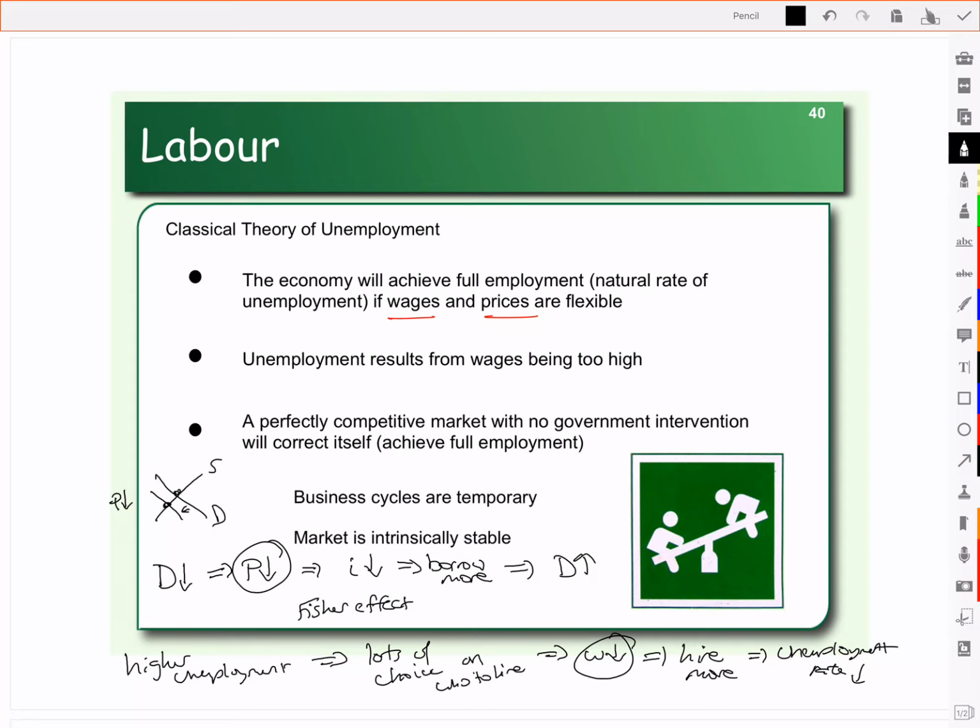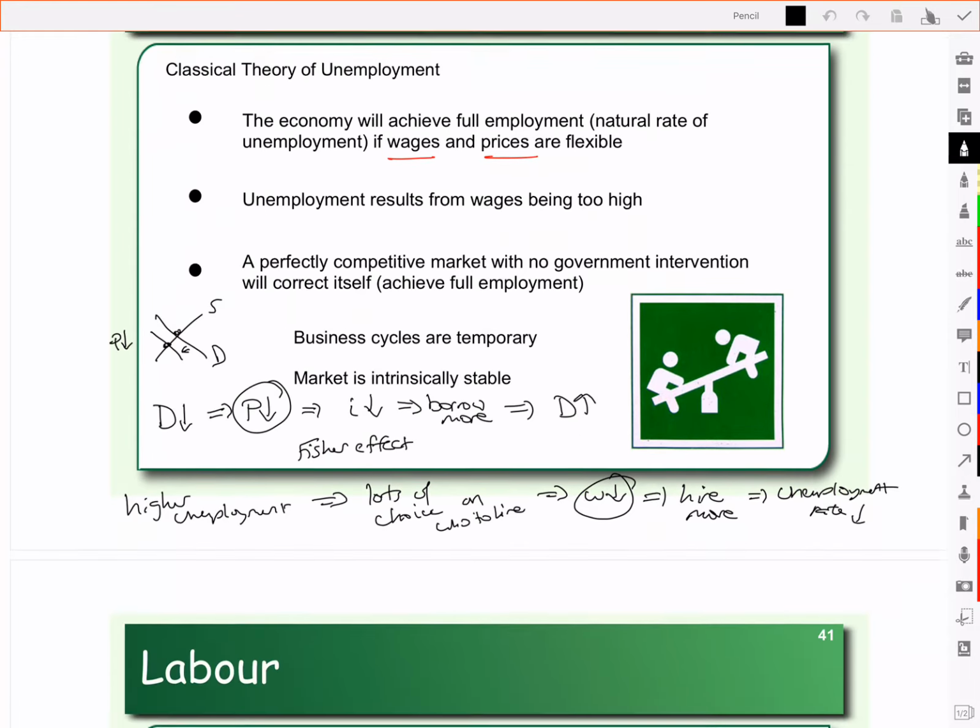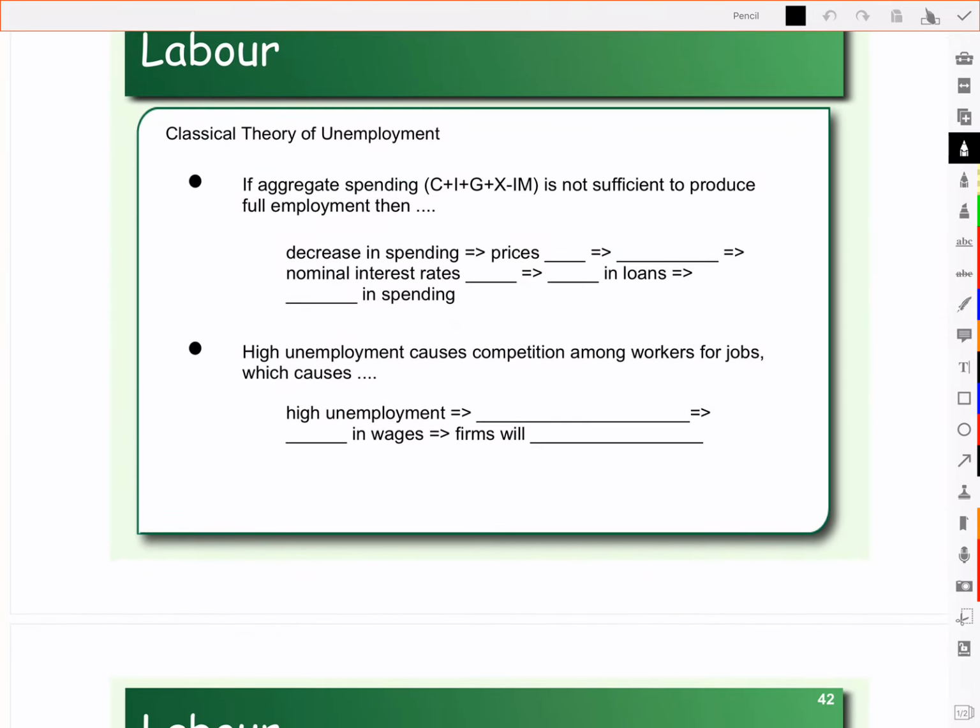So what is causing this problem? Why would we get into a recession to start with? If the economy just bounces back on its own over time, how come we end up in a recession?